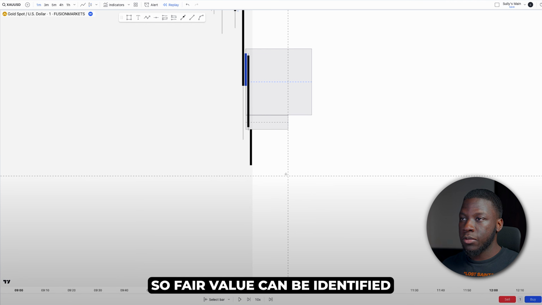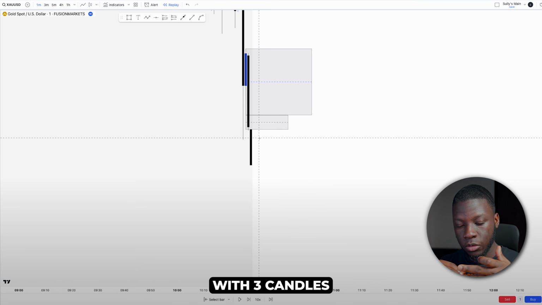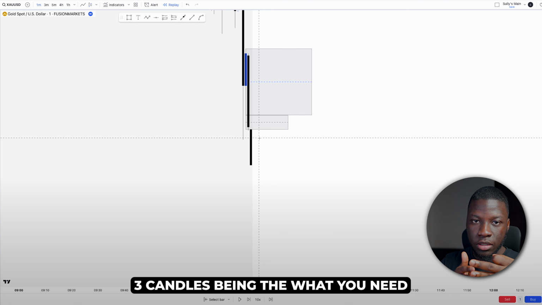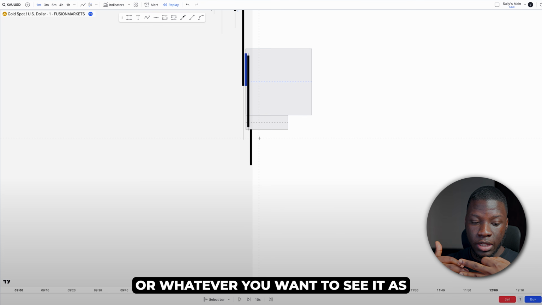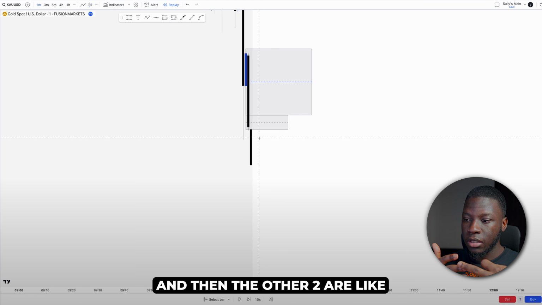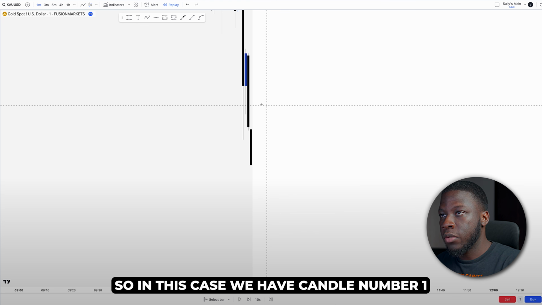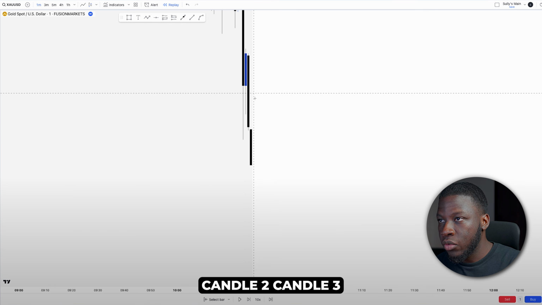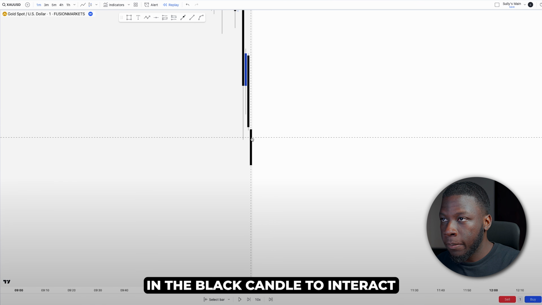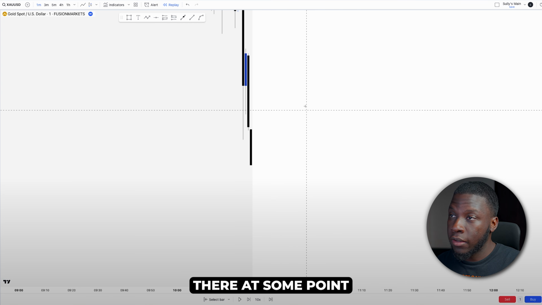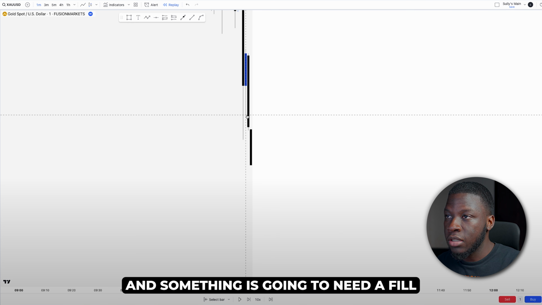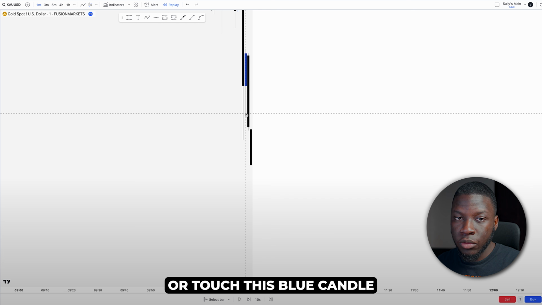candle. So fair value gaps can be identified with 3 candles. The middle one is going to be the suspect or the corporate, whatever you want to see it as. And then the other 2 are the ones that deal with the interactions. So in this case, we have candle number 1, candle 2, candle 3. We need the blue candle and the black candle to interact in one way or another. If they don't, price is going to have to come back there at some point, and something is going to need to have filled or touched this blue candle in one way or another.